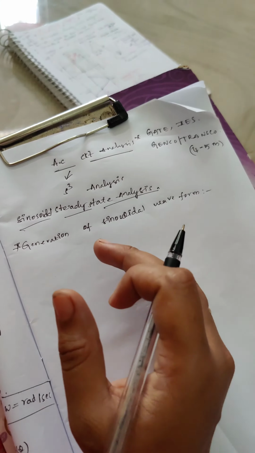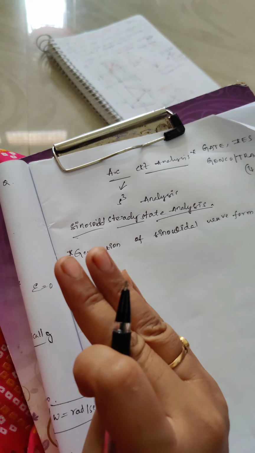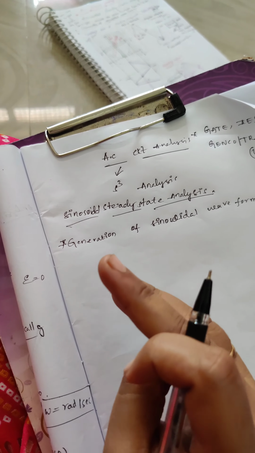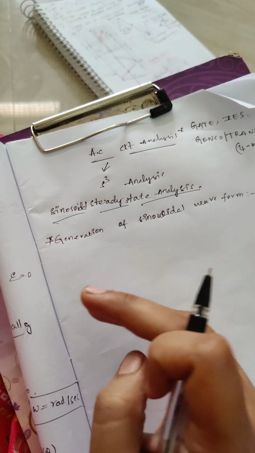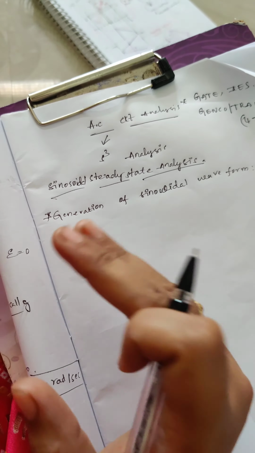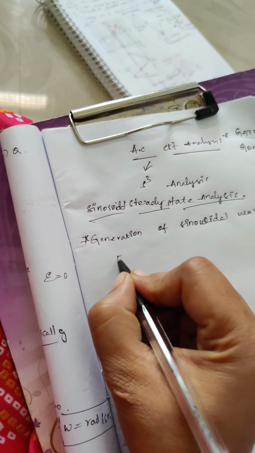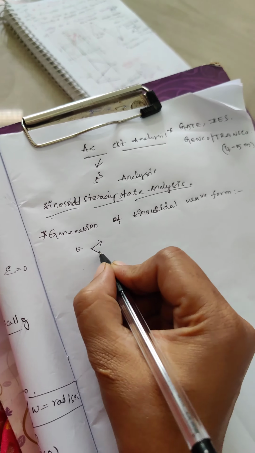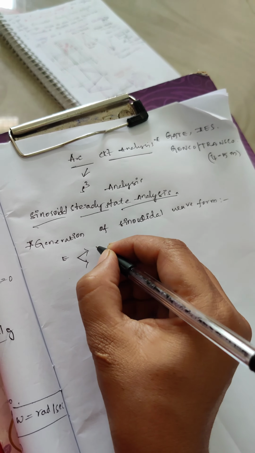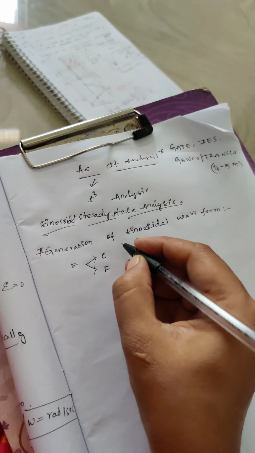So for the generation of EMF, whether we have to move the conductor by keeping the field as stationary, or by moving the field by keeping the conductor as stationary. So EMF can be generated in two forms, either by moving the conductor or a field, right?